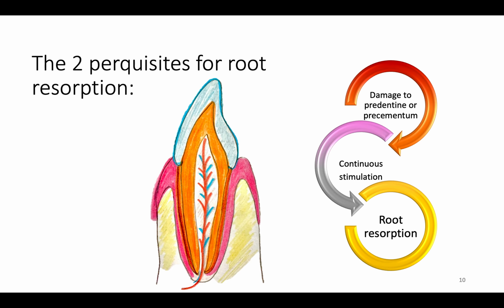So two things need to happen: damage to the predentine and the precementum, which are the protective layers for the root surface, and we need continuous stimulation by pressure, infection, or inflammation. Then root resorption will occur. Okay.